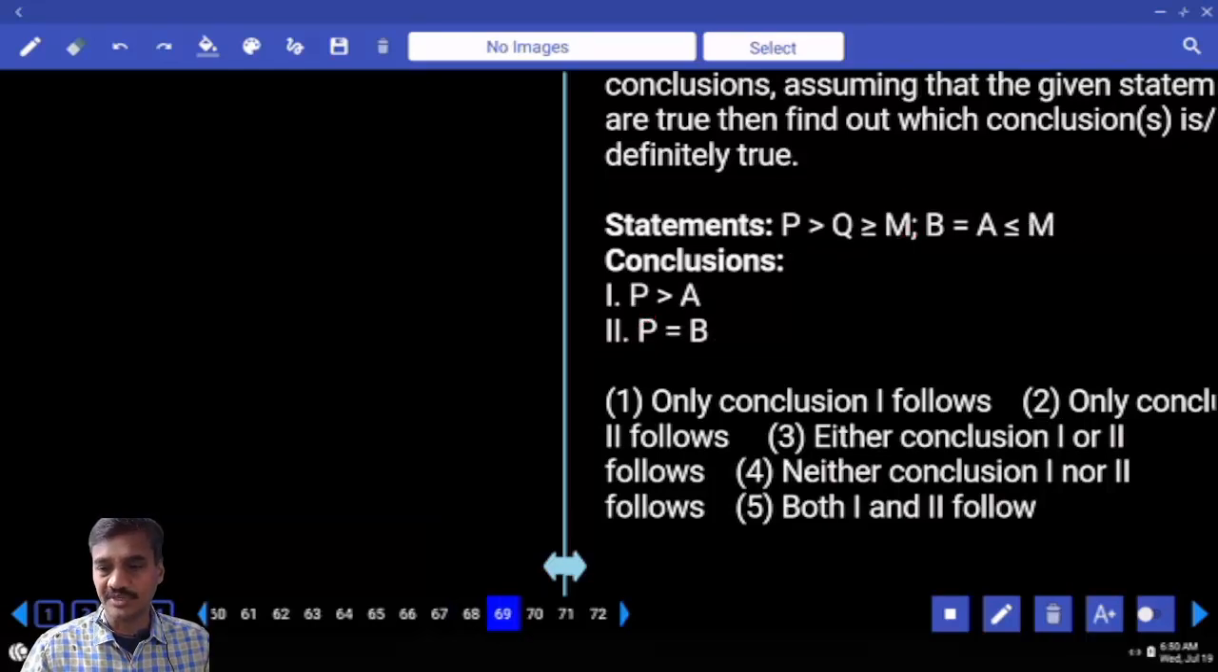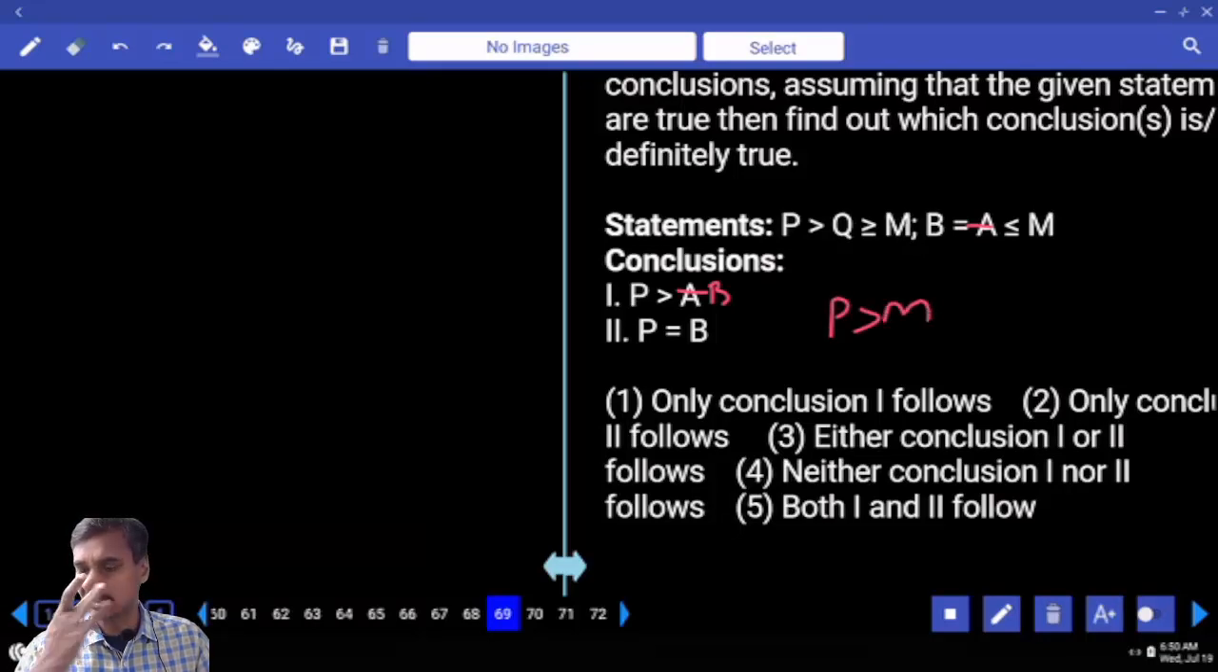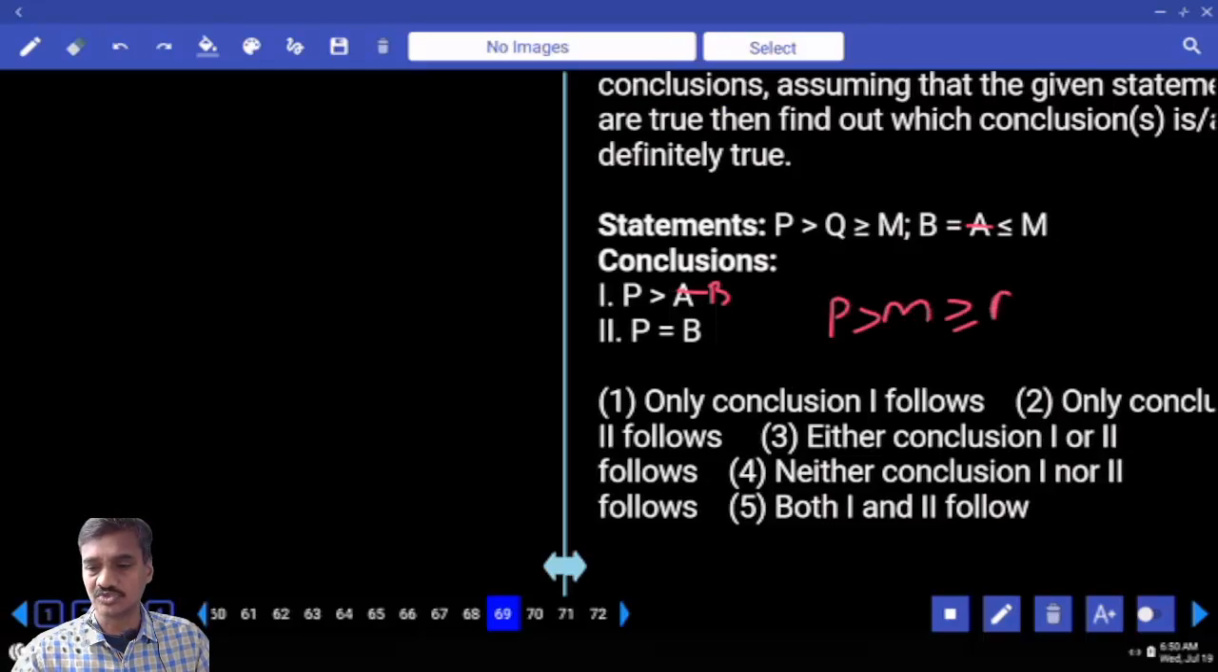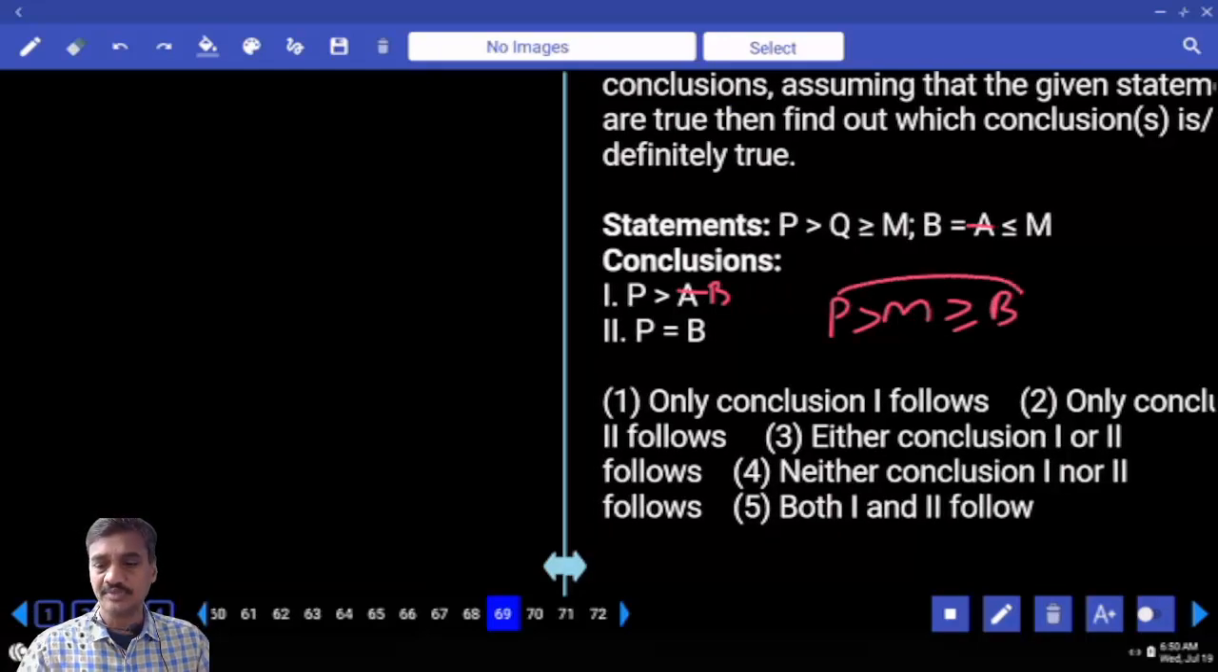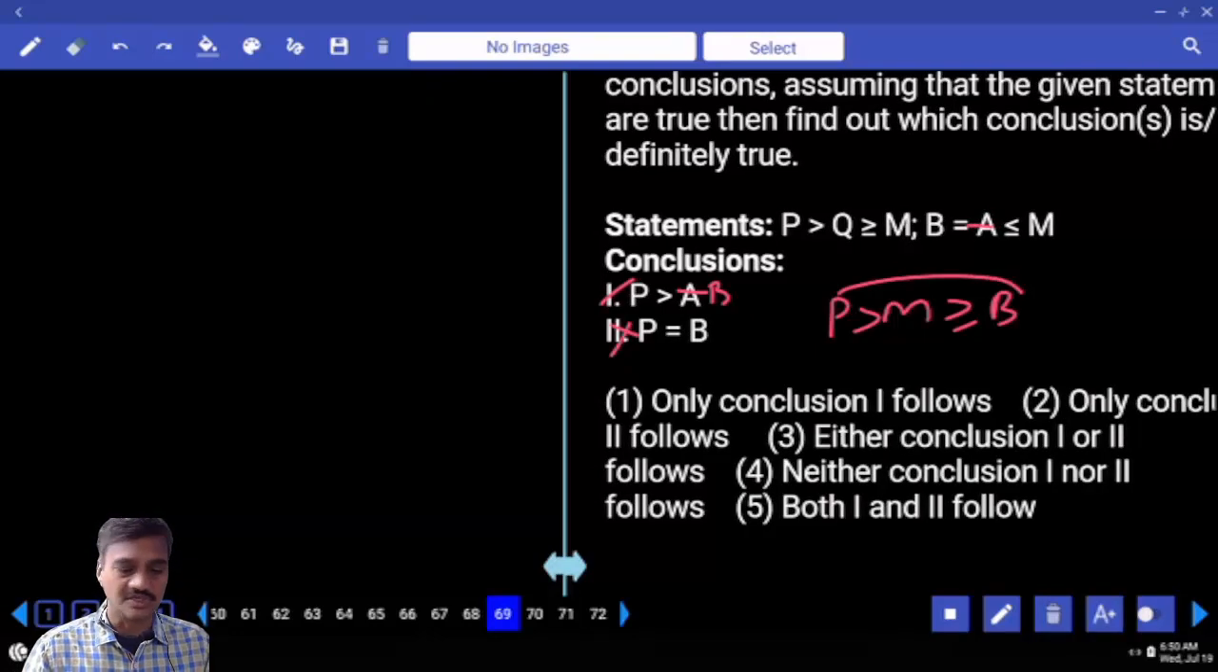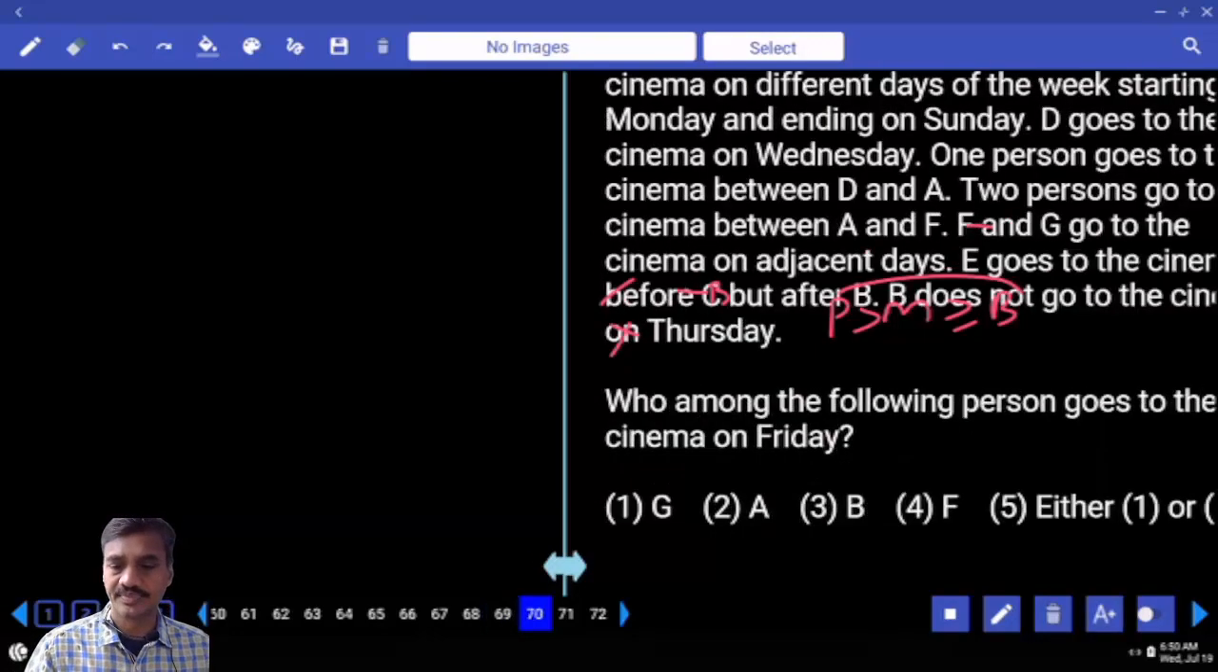Then 69, P and A. Now P to A equals to B, and in the place of A we can write it as B, and P and B. Now P to M, P greater than M, and B lesser than or equals to M means M greater than or equals to B. Now from P to B, P greater than B is true, and C equals to B is false. And so only one, question number 69.